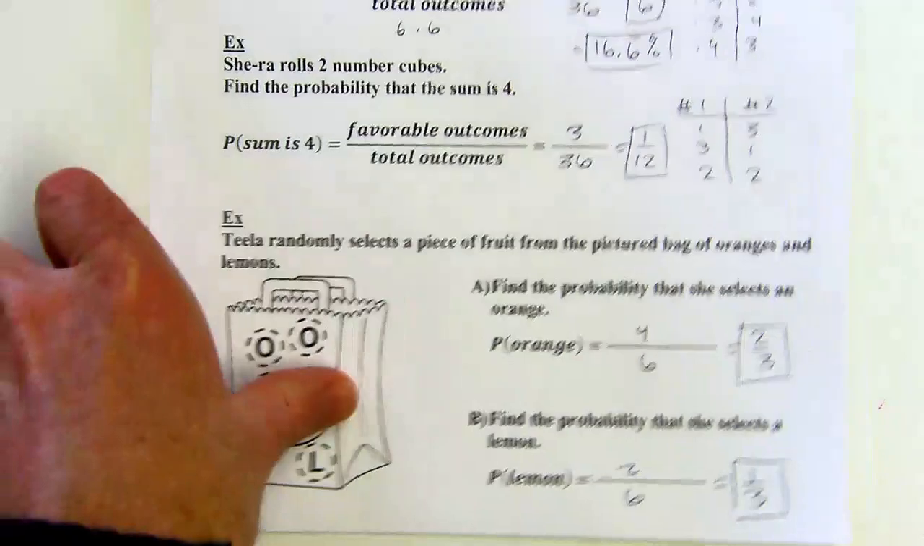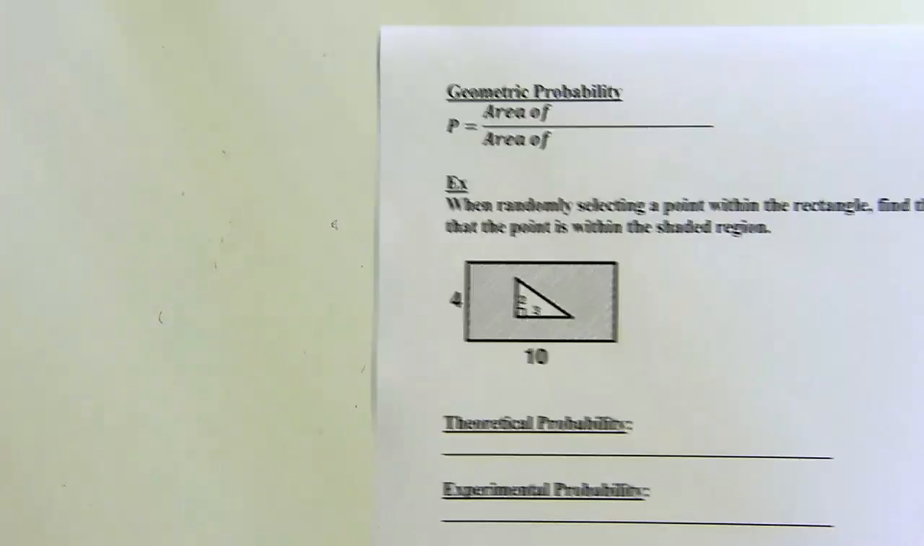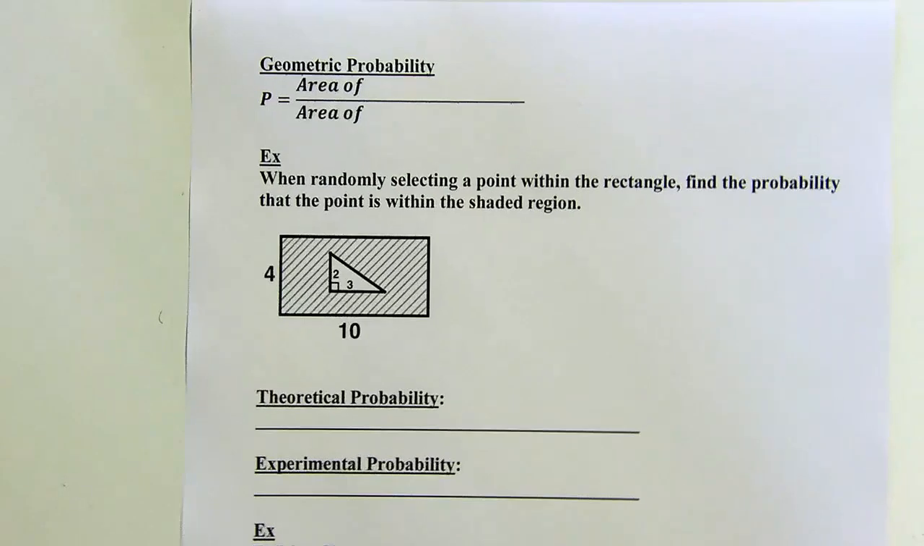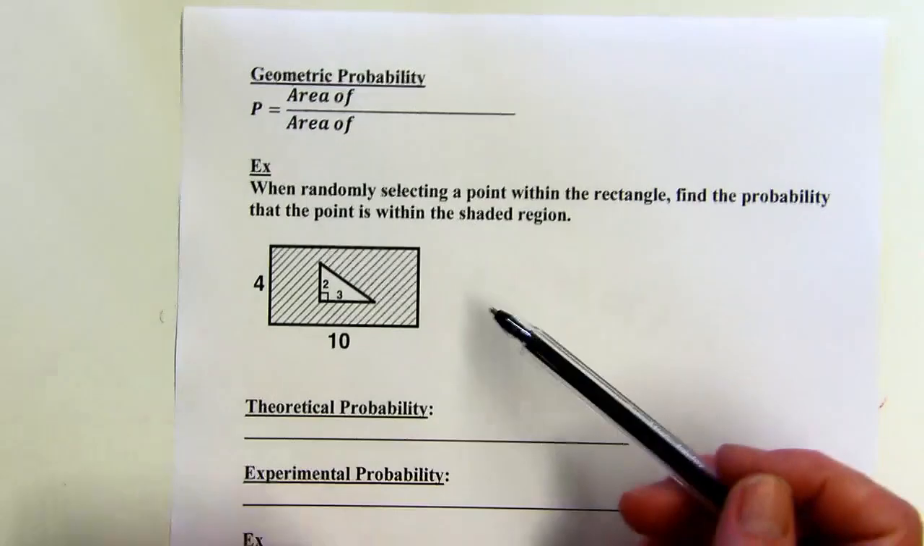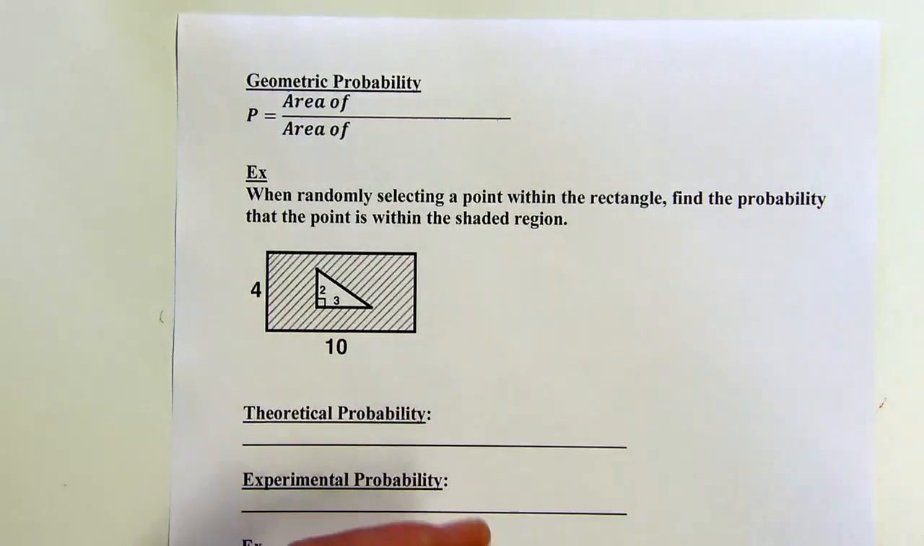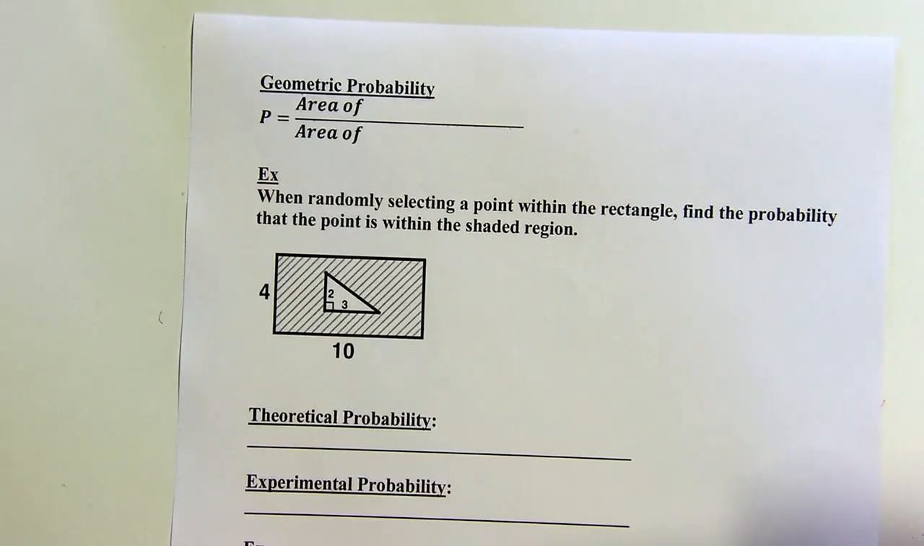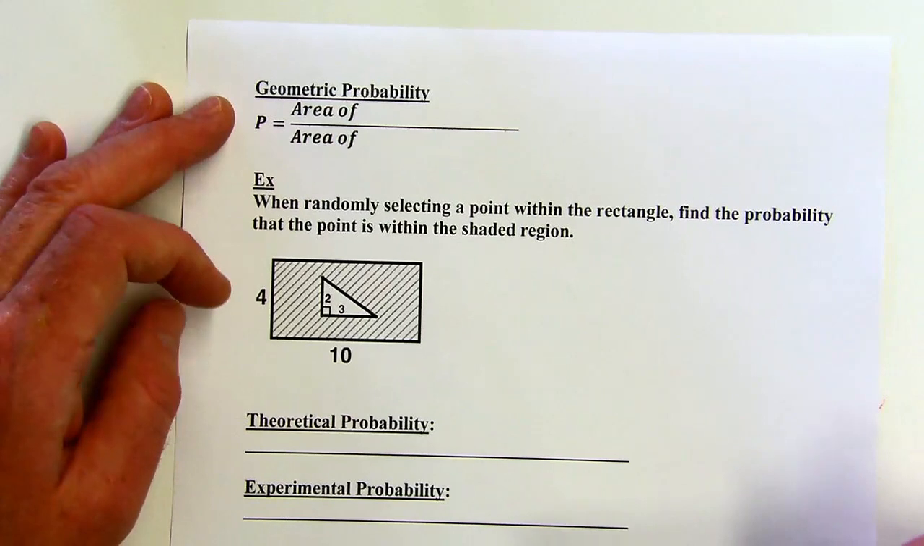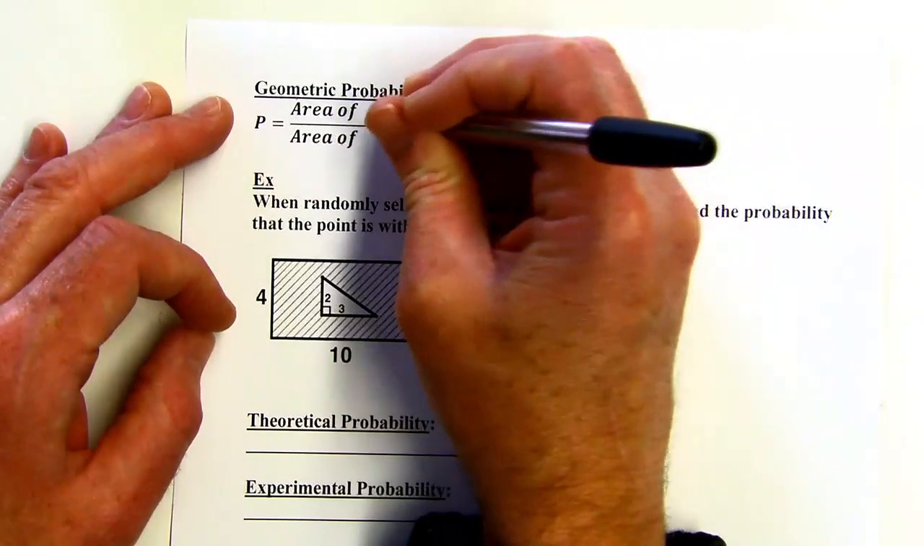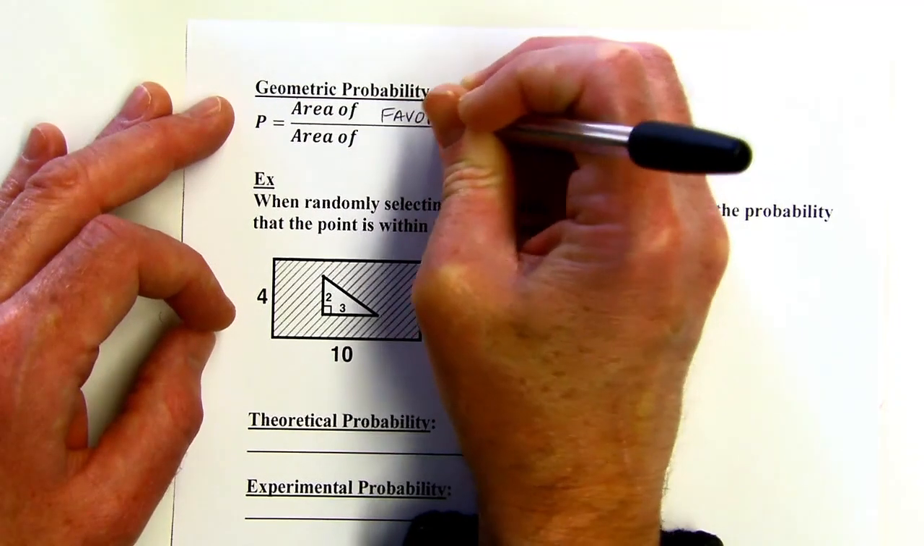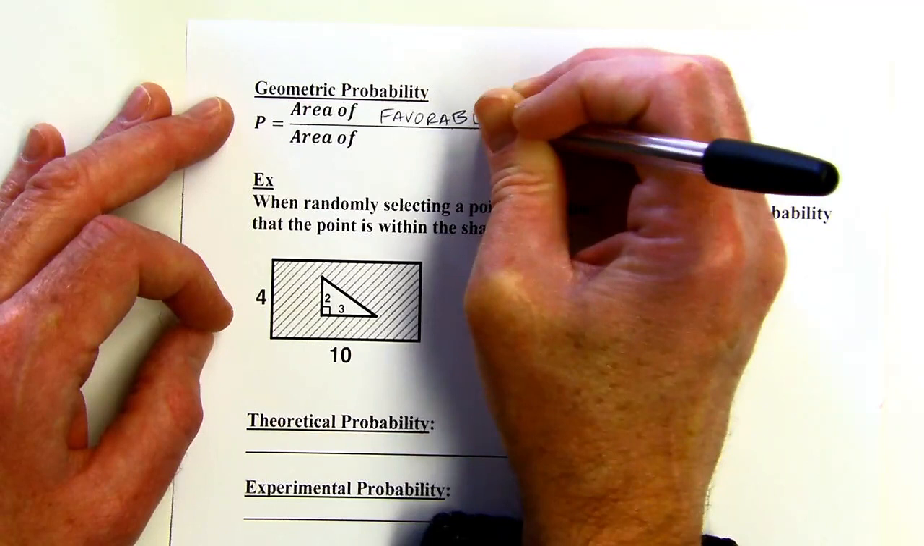All right, next page. Let's look at geometric probability. So geometric probability is very similar, but we're dealing with areas. It could technically be with volumes or something like that, but usually it's areas we're looking at. So it's going to be the area of the favorable region over the area of the total region.